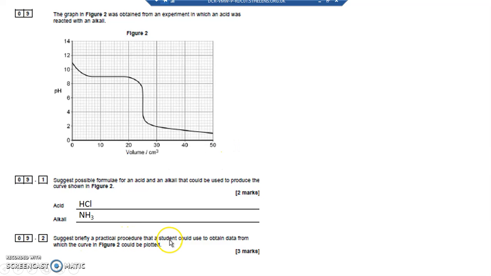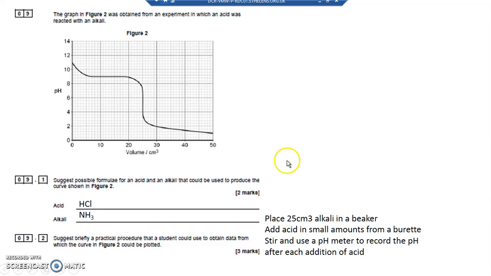Suggest briefly a practical procedure that a student could use to obtain data from which the curve 2 could be plotted. Well, I'm going to get my alkali, maybe something like 25 cm³ in a pipette, and put that into a beaker or a conical flask, and then I'm probably going to add 1 cm³ portions or something similar, small amounts from a burette. I'm going to add my acid to it, and I'm going to measure the pH as I go along using something like a pH meter.